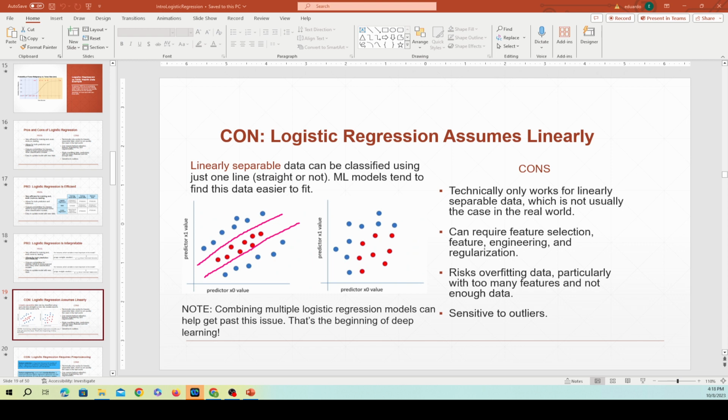If we're talking about a three-dimensional space, then we can separate it by a plane, and then a fourth dimension by, I don't know what that would be, but it would be a three-dimensional one. Here you can see that this is not linearly separable data. It's much more combined, it's spread out. Combining multiple logistic regression models can help get past this issue, and that is the beginning of deep learning. We can fix this problem by having multiple logistic regressions so that we can separate the data. That is what we're going to talk about with logistic regression and deep learning.